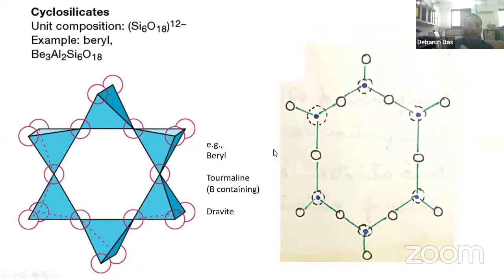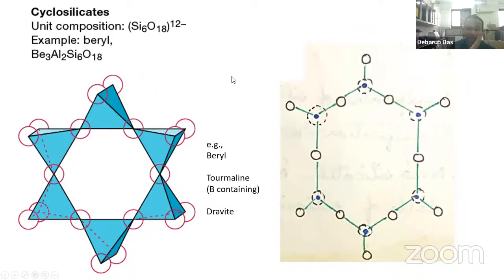Please remember this. Now, if you try to formulate the unit composition, you just see this. How many silicons are there? 1, 2, 3, 4, 5, 6. And how many oxygens are there? 1, 2, 3, up to 18. So there are 18 oxygen atoms for 6 silicon. For every 6 silicons, there are 18 oxygens. And this does not bond with any other. This is an entire unit. Another unit could be here, another unit could be here.